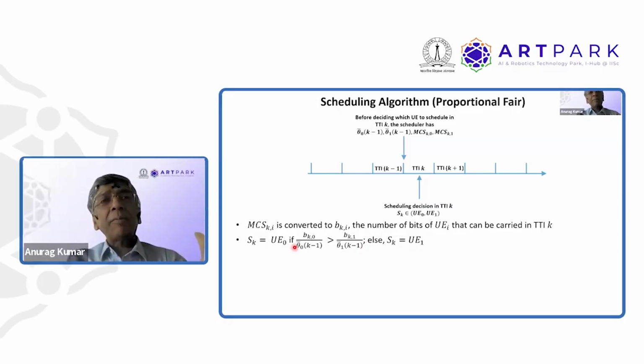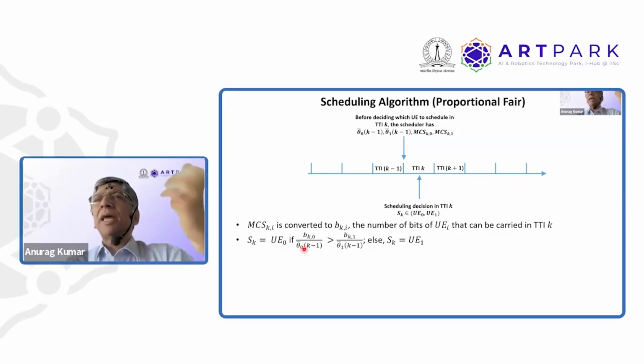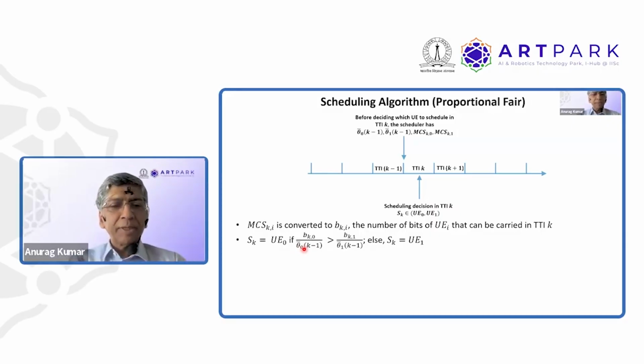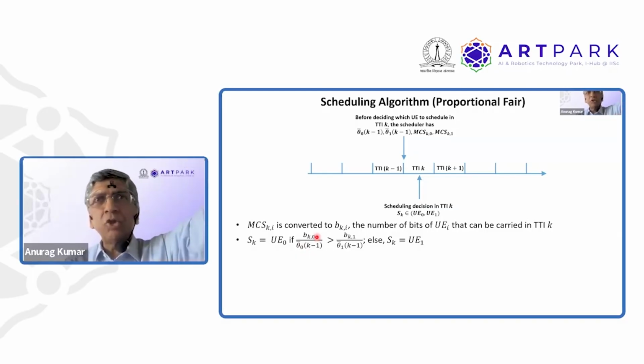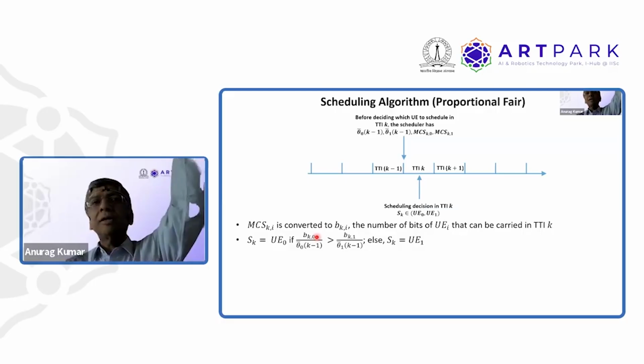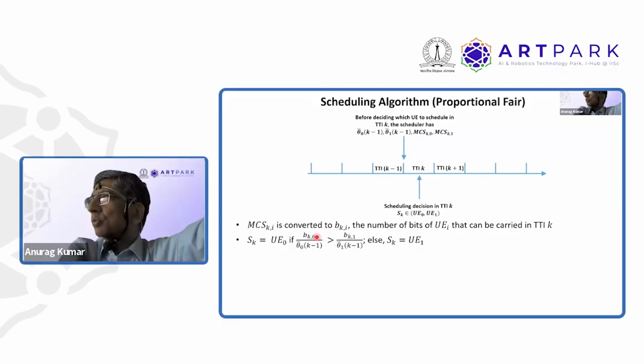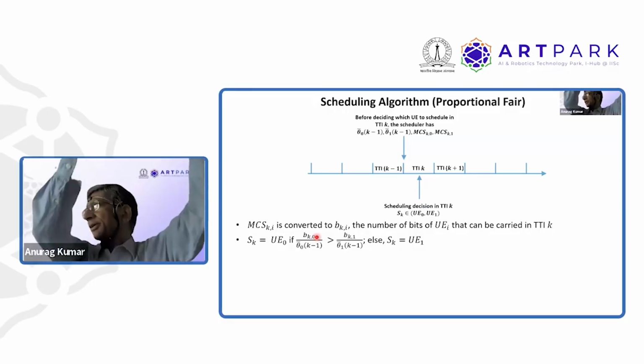So if a particular user is already getting a lot of throughput, why give it more? So I put it in a denominator. The index is trying to, in some sense, penalize somebody for getting a lot of throughput. If somebody has a very poor channel, penalize that. Put it in the numerator. Pull its index down. So when you schedule somebody when they have a large current channel and a low throughput already given, then the number is high.